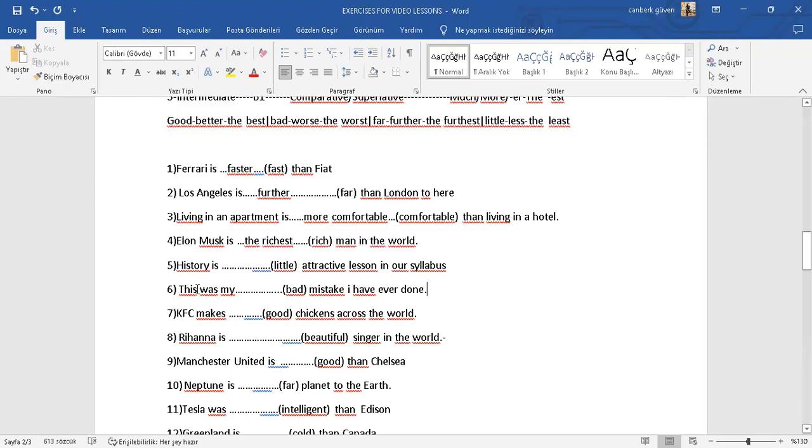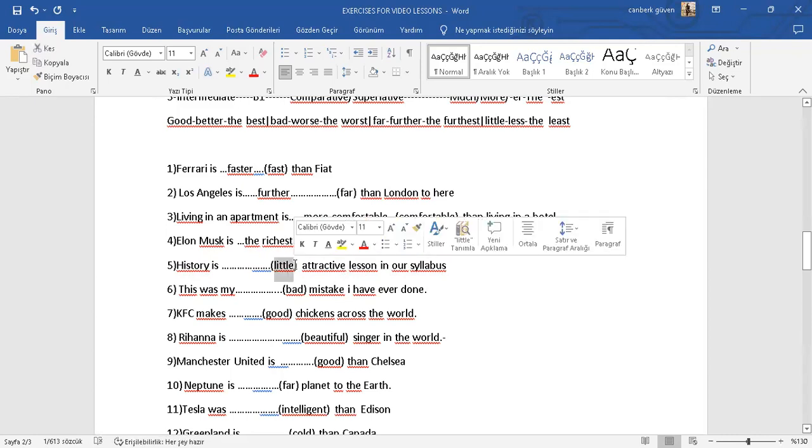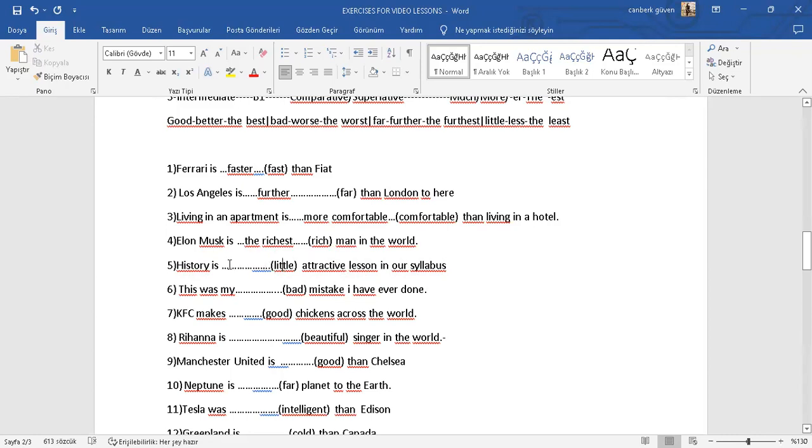Richest. Okay, five: history is blah blah blah attractive lesson in our syllabus. You remember our irregular adjective, little. But here, it is the attractive lesson in our syllabus, so this is a boundary or extreme situation again. So you should write here the least, right? The least attractive lesson in our syllabus.